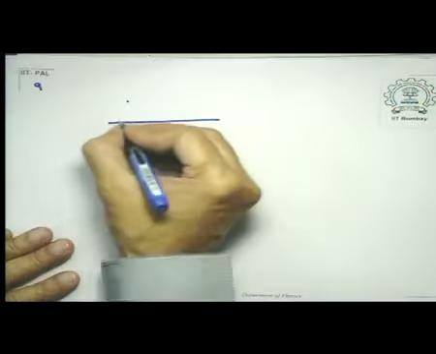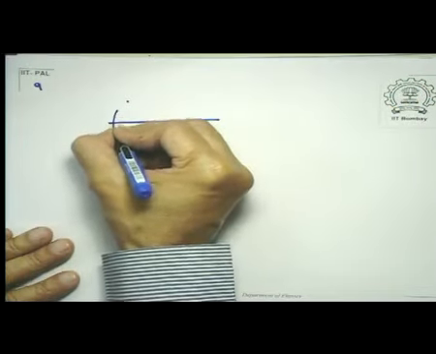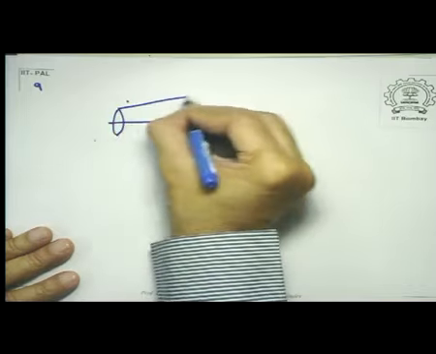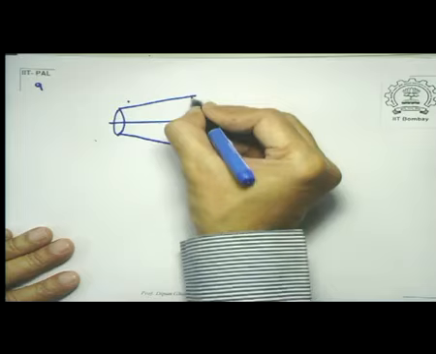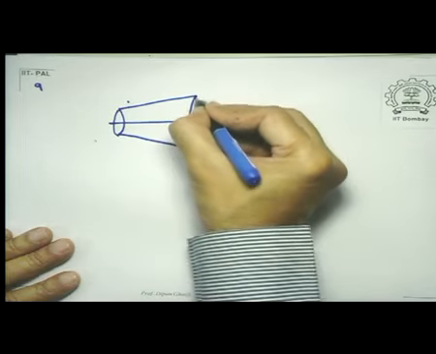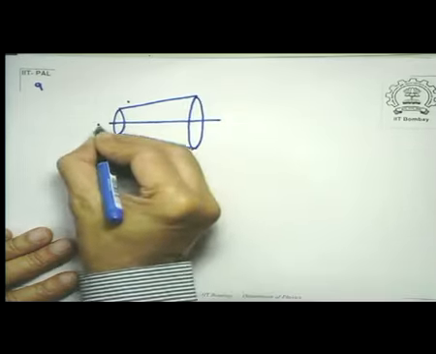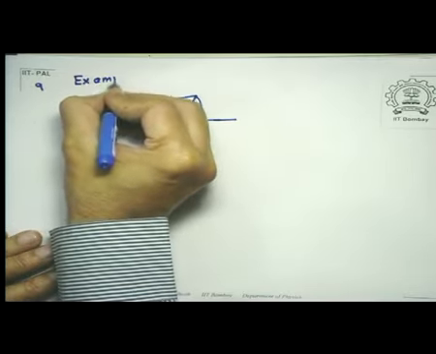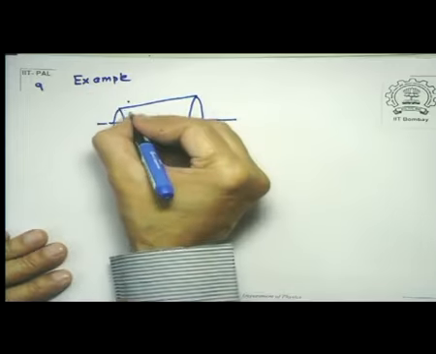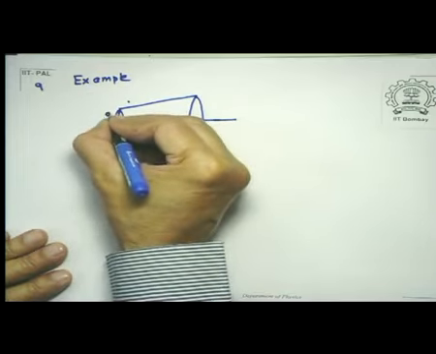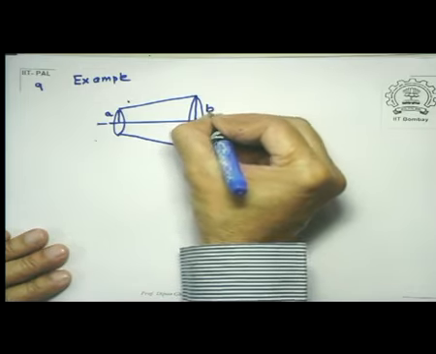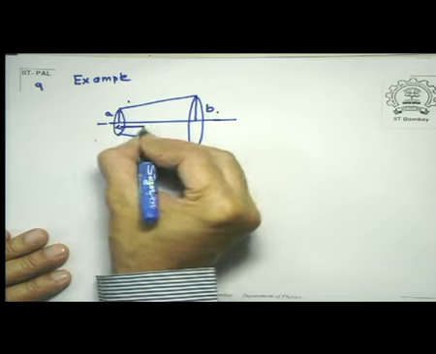Let us look at a resistor which has this shape. This is a conical shaped resistor. This section has a radius A and this section has a radius B, and let us suppose that the length here is L.